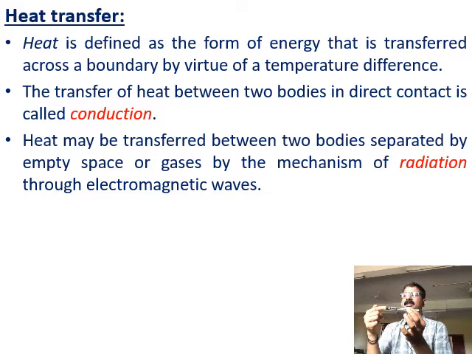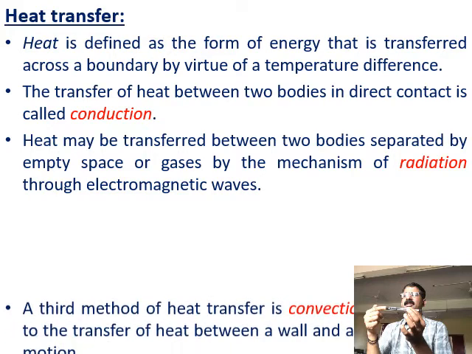And the mechanism is called radiation. This is taking place through electromagnetic waves. So the heat energy that we receive on the Earth's surface from the sun is by means of electromagnetic waves and is called radiation.